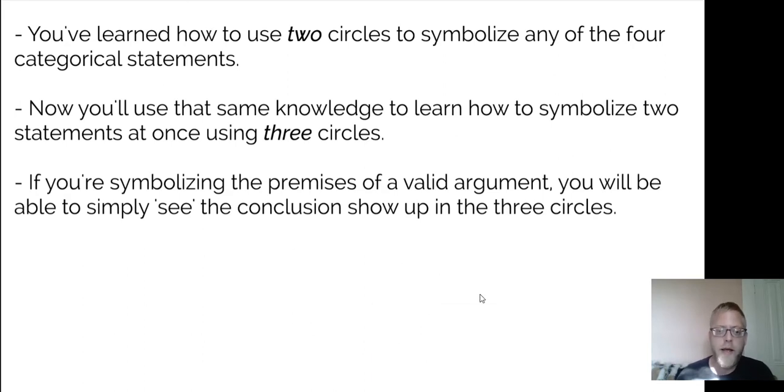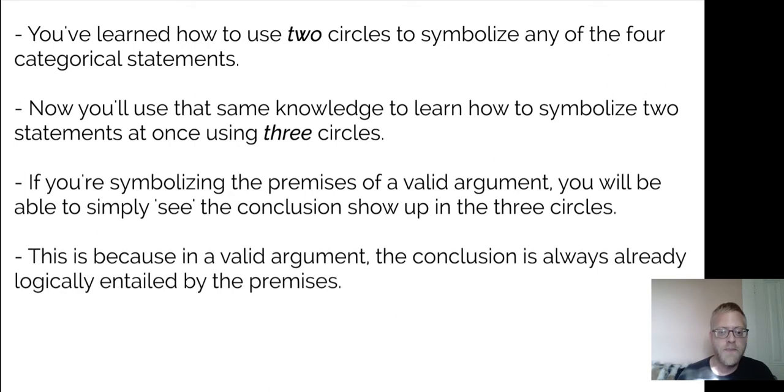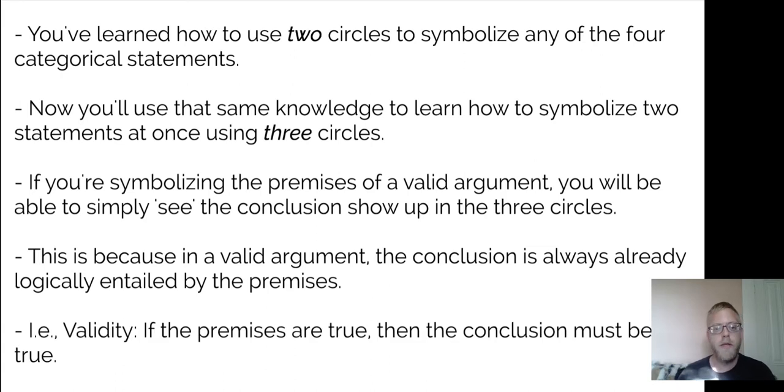And in Venn diagrams, we can see that visually. We can see it directly how that works. It's because in a valid argument, you already know this hopefully, the conclusion's already always logically entailed by the premises. Remember, if the premises are true, then the conclusion must be true as well. That goes for all valid arguments.